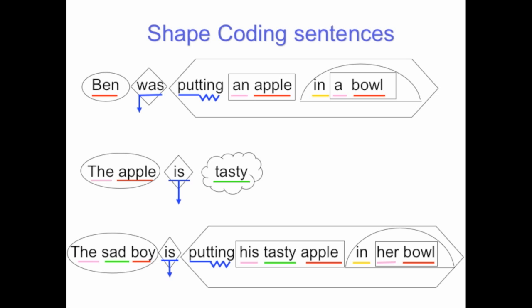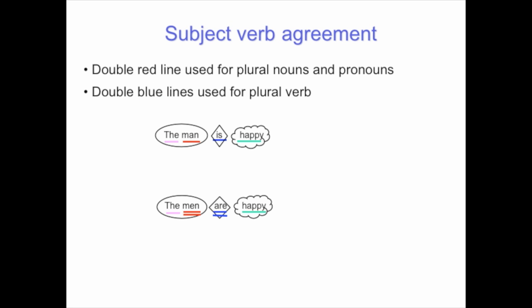You can also use it to help with subject-verb agreement. So if and only if I'm working on plurals versus singulars, then I use double red lines for plural nouns and pronouns and double blue lines for plural verbs. So you would have the man is happy, where the man is a singular and so is, so it has one line each, but the men are happy. Men is plural, are is plural.